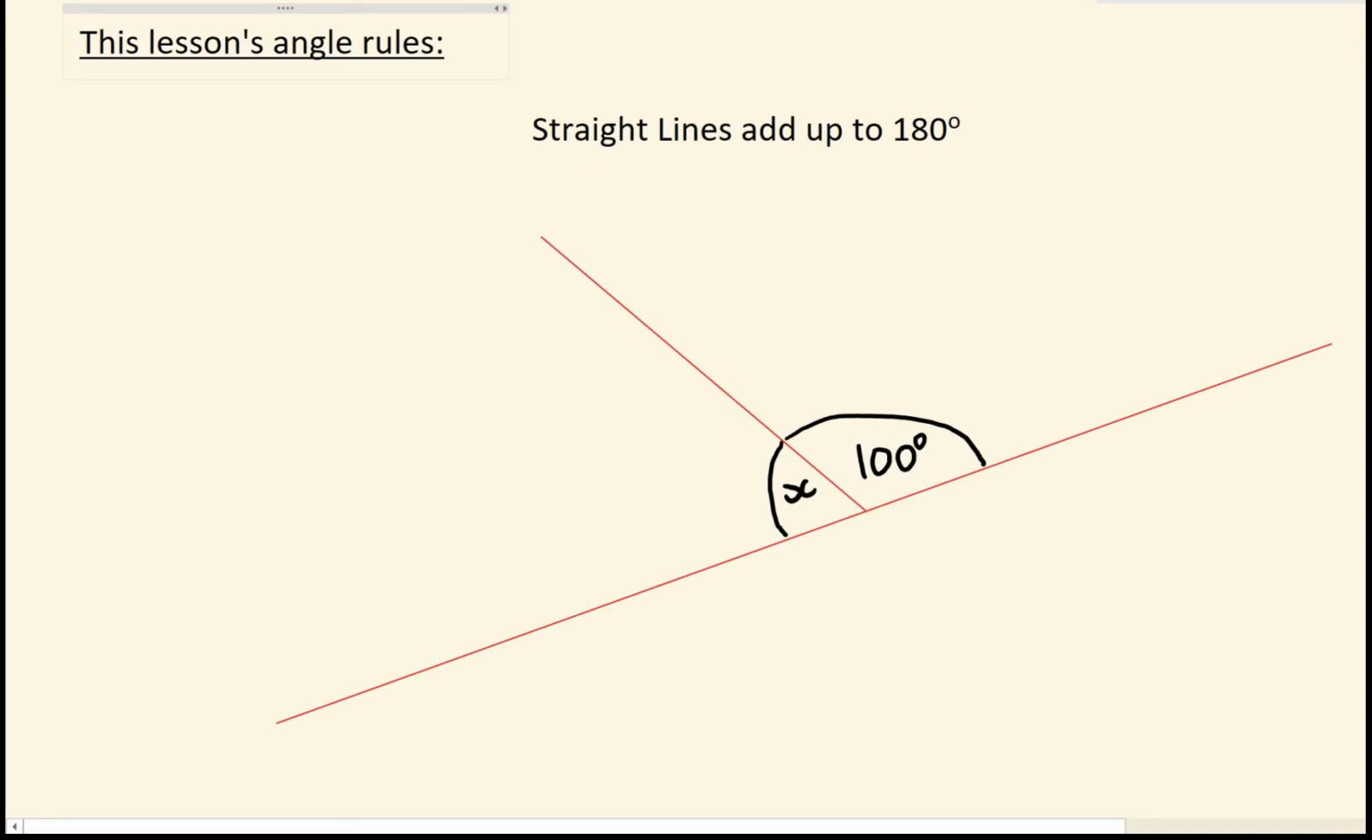First, the most basic rule you'll see is that a straight line adds up to 180 degrees. So the kind of question you might see with something like this is where you have to find the size of the missing angle. Now we know that these two angles combined must make 180. So if we already have 100 here, that means we need another 80, so they add up to 180. Therefore x would equal 80 degrees.